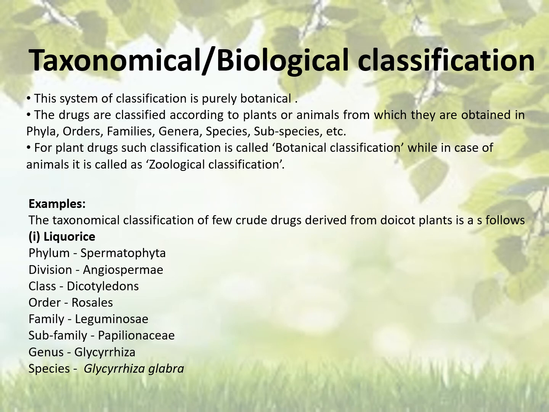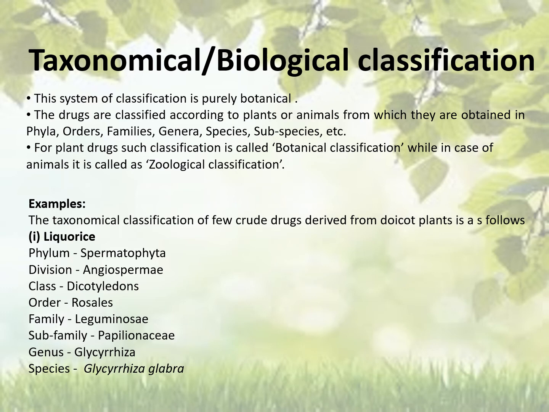This classification is based on phylogenetical similarity of plants, means plants are grouped according to their evolutionary relationship. Evolutionary relationship means what is the origin of that plant, from which common ancestor that plant evolved. So according to taxonomical classification, the crude drugs are arranged into division, class, order, family, genus, species, etc.